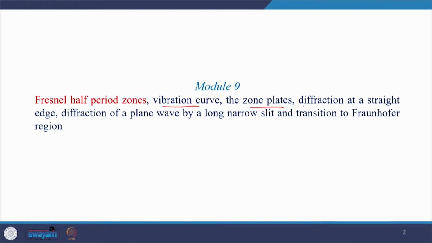Today we will start module number 9. In this module we have several topics. The first one is Fresnel half period zones, and thereafter we will talk about the vibration curve, followed by zone plates, and then we will discuss diffraction at a straight edge, then diffraction of a plane wave by a long narrow slit, and at last we will see how the Fresnel diffraction pattern makes the transition to the Fraunhofer region.